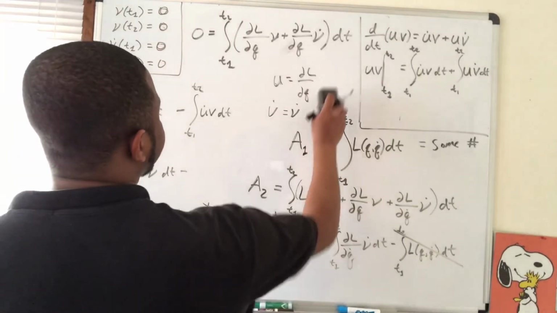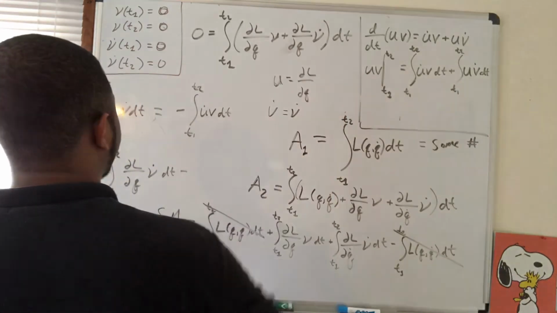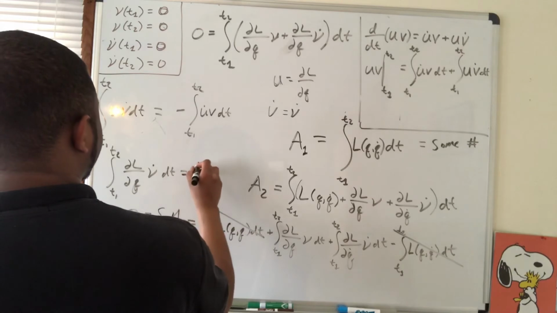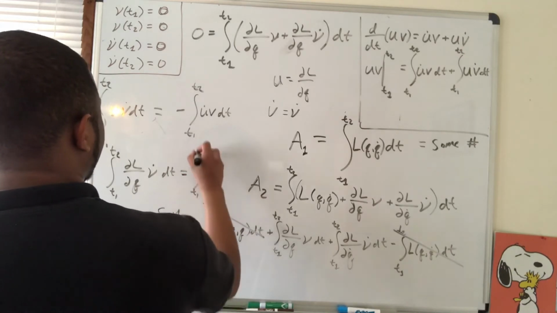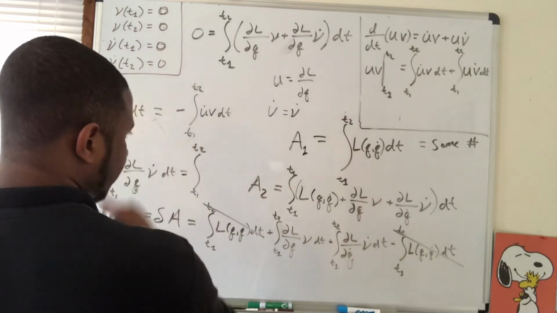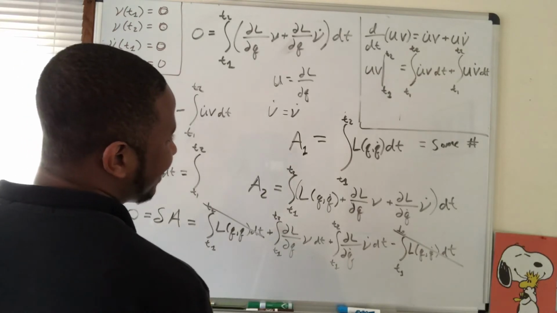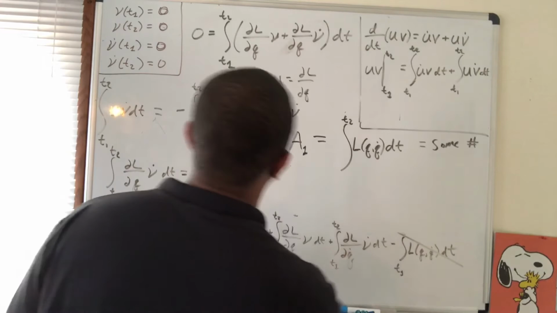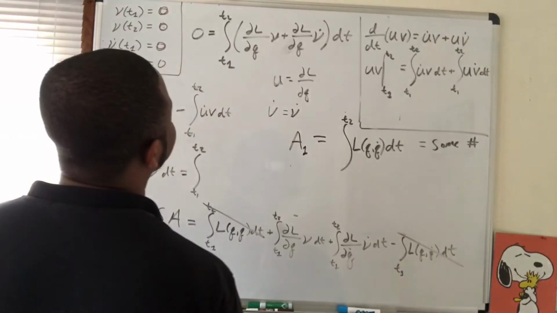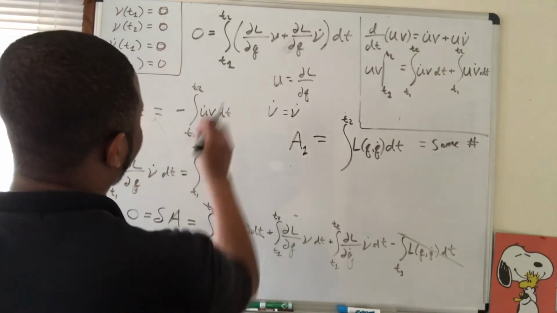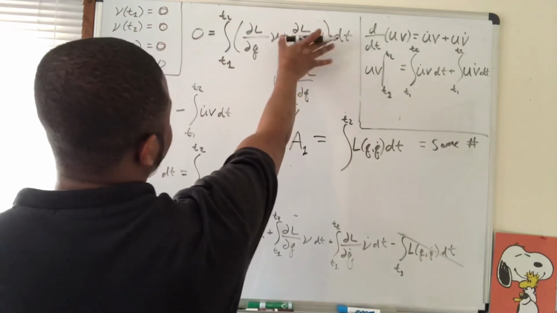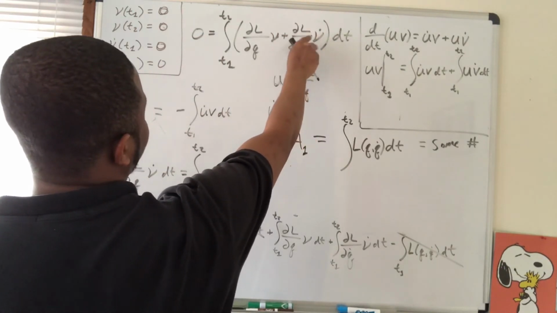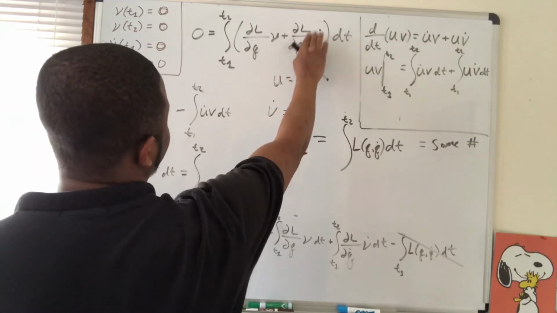I'm going to erase this. I have to erase something, so I'll erase this. Okay, so let's just review where we're at. We're here now, right? So we're trying to get this into a form where we have just a v. We have a v here instead of a v dot.